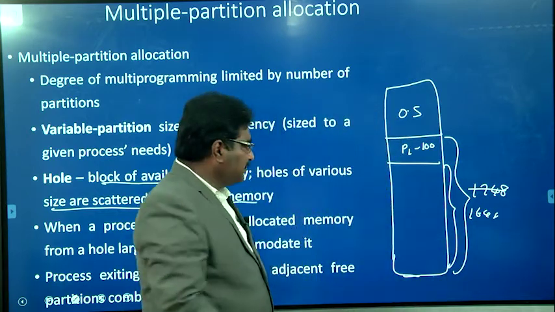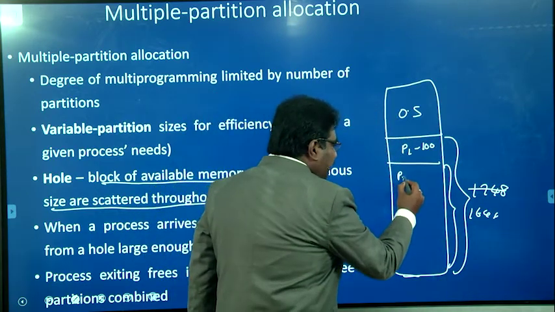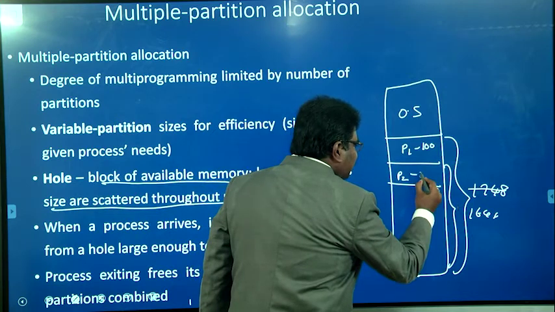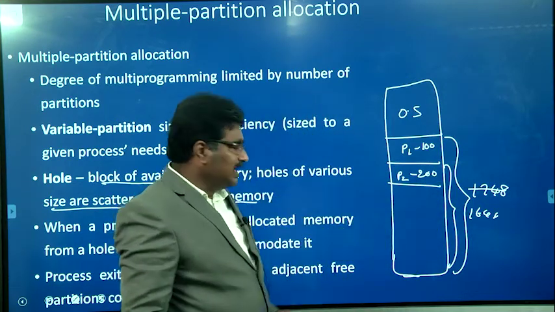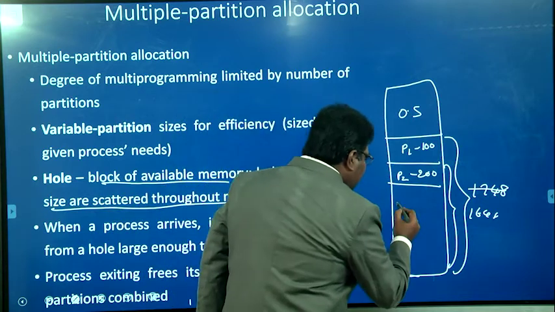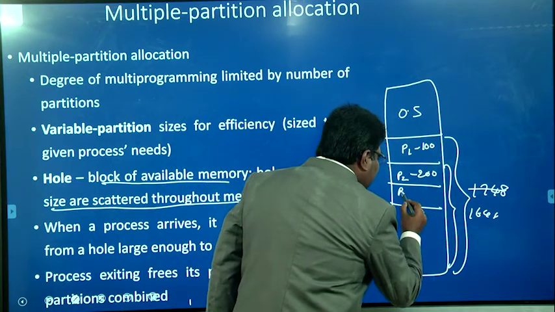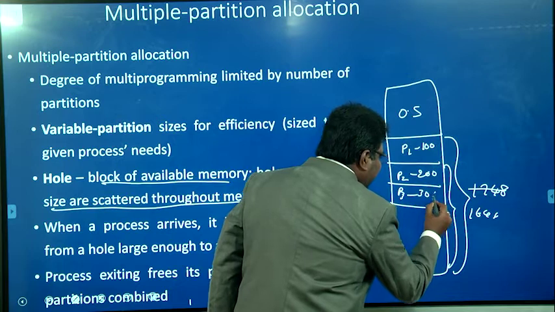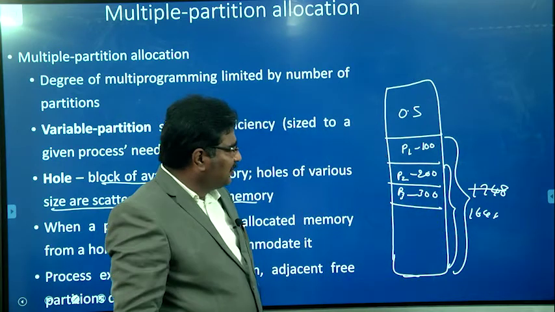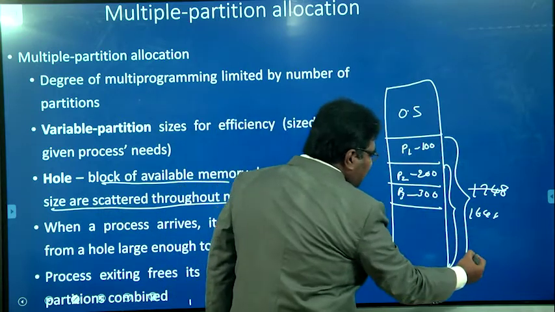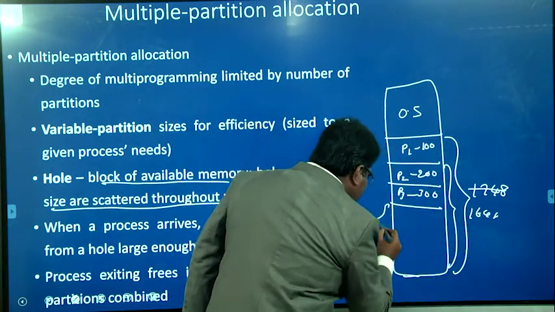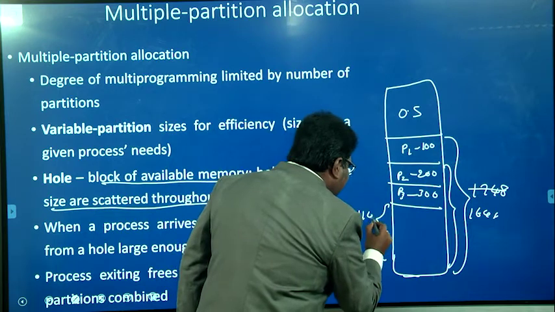Now we are assuming that the P2 process requires memory and its size is 200 MB. What free space is available? 1468. Now we are assuming that the P3 process requires 300 of memory. Then automatically 600 is occupied in total, so the free space available is 1148.